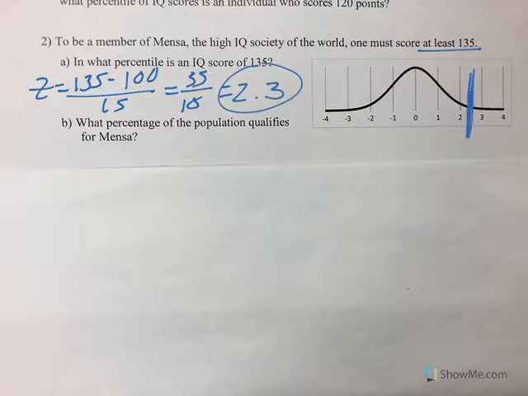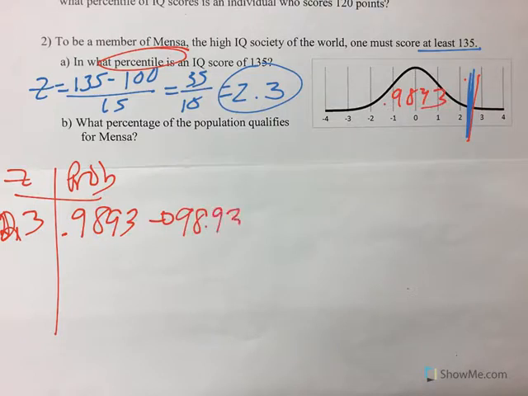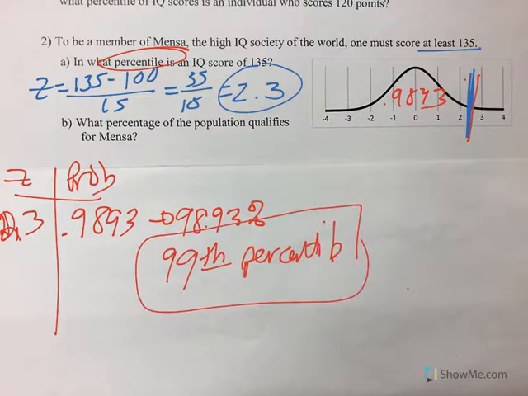What percentage of the population qualifies for Mensa? Wait, I didn't answer the first question. In what percentile? Okay, so the z-score is 2.3. I look at my table, and for 2.3, I get roughly 0.9893. So that's on this side. If I change that to a percent, I get 98.93%. So that's roughly the 99th percentile, because 98.93 rounds to 99. That's the answer to A.